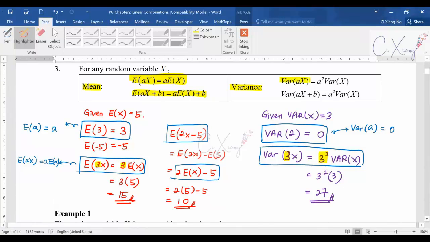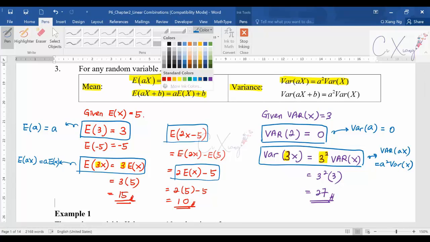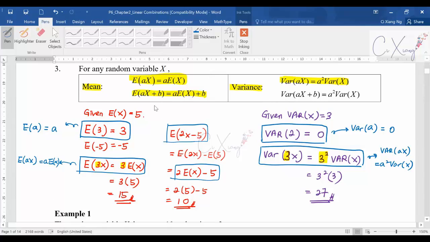Okay, and the formula for variance is shown here in our notes. So this is the meaning of the formula. We have variance of aX equals a squared variance X. Alright, then let's continue and discuss another example for variance.